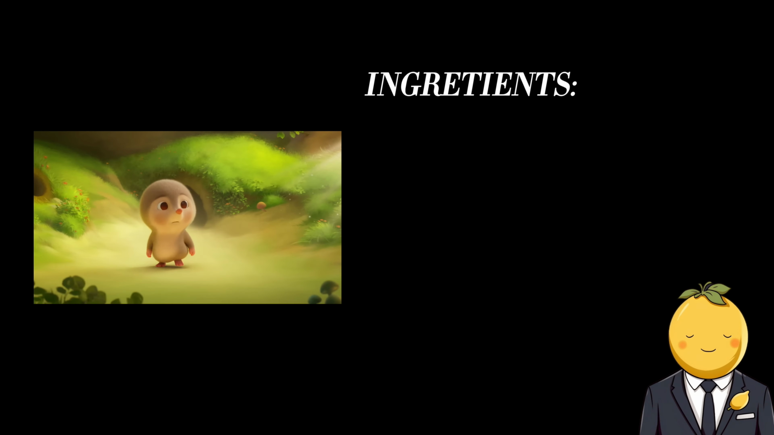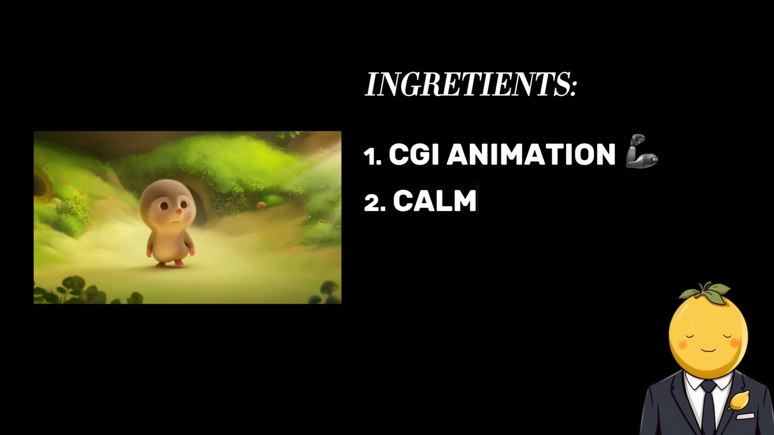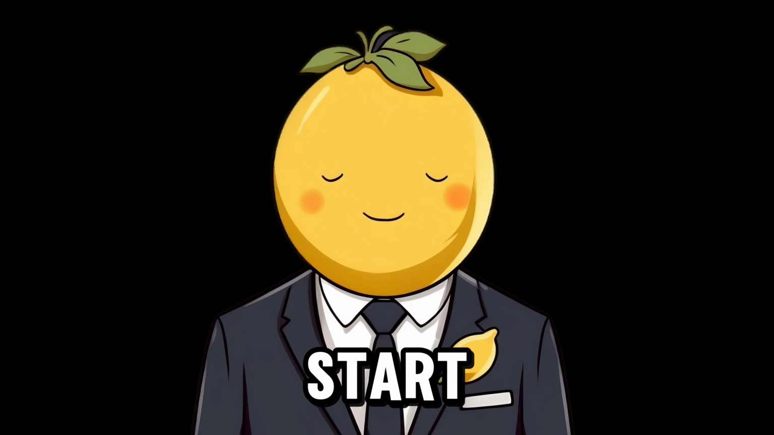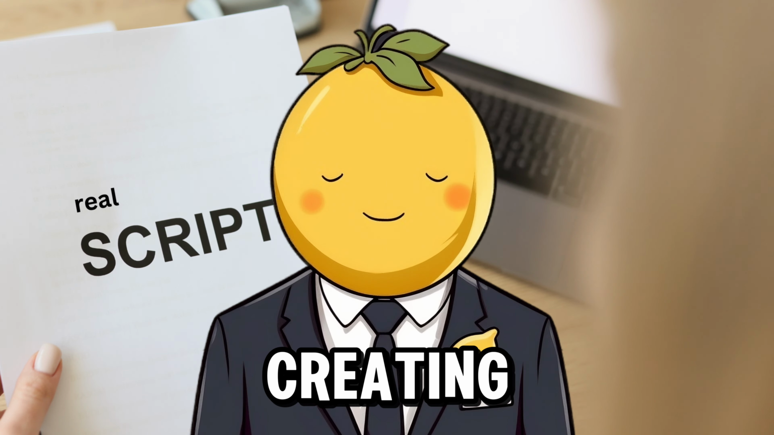What ingredients did they use? They used CGI animations with bright colors. They used meditative, calm, upbeat music. They used sound effects, like the children's voice laughing and the rocks falling. They used a storyline that is simple yet effective. Talking about the storyline, let's start by creating our storyline by creating the video script.